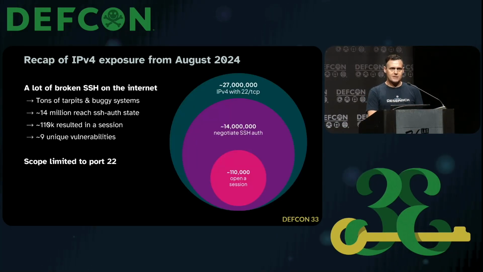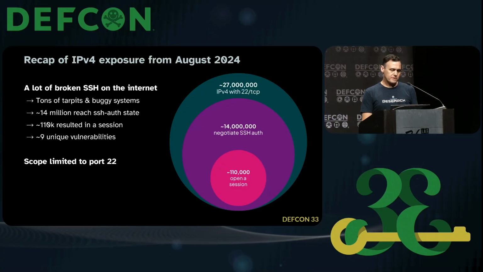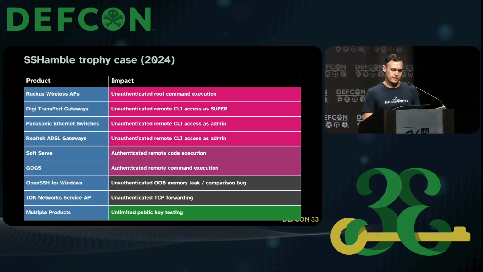Alrighty, so recapping some of the stuff we found last year. We found about 27 million devices in IPv4 that had port 22 open. About 14 million of those would negotiate an authentication session. And we had 110,000 random sessions, like shells. And so most of the work of this talk is, how do we go through 100,000 shells and figure out which ones are interesting? It's mostly just scrolling through shells by the millions and trying to figure it out. So we found about 9 unique vulnerabilities, but this whole test last year was only limited to port 22.